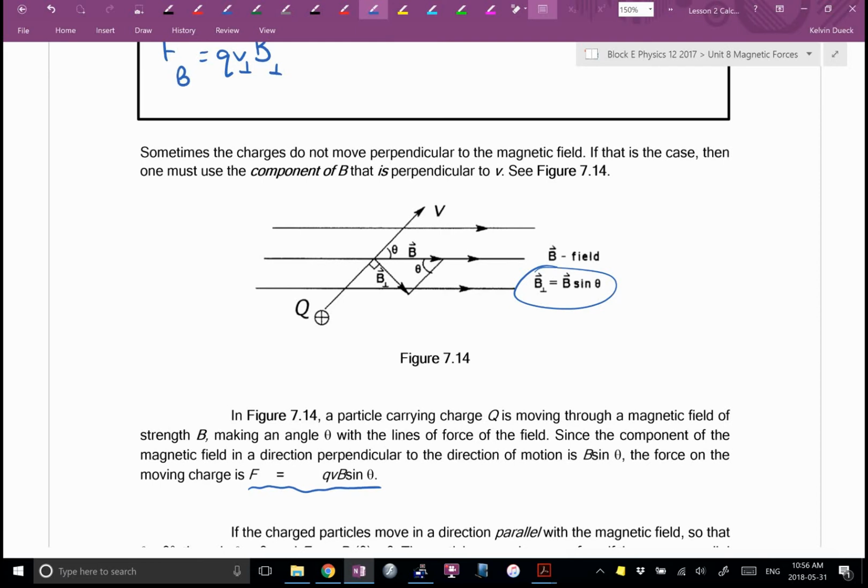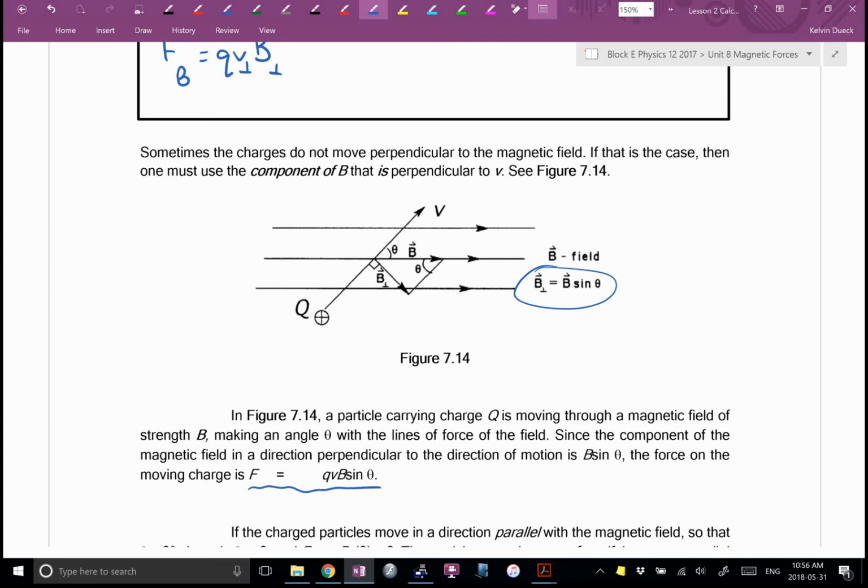If theta is 90 degrees, what's the sine of 90 degrees? 1, and you get QVB, like I put it in the box. If theta is 0 degrees, so that it's running parallel to the magnetic field, what's the sine of 0 degrees? 0, and you get no force. That explains that electron question that I ended last day's lesson with, where we said that electron would go in a linear direction because it wasn't cutting across the magnetic field.